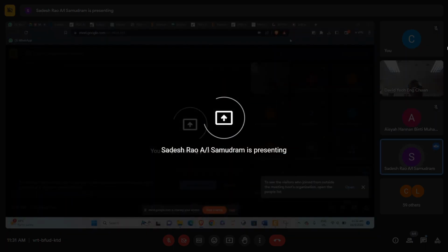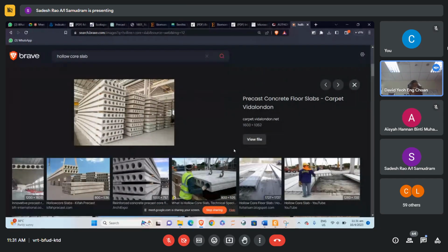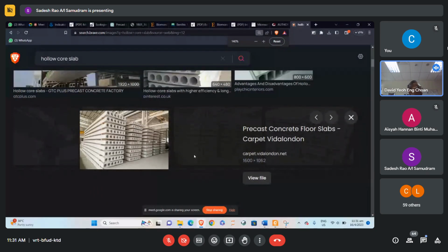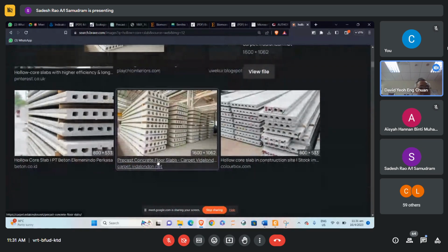Can you see my screen, doctor? Coming, it's coming. All right, good. That's the one. Okay, so you can see here there is the hollow core unit that you can put directly on top of the panel. Okay, on the panel. All right, thank you, Sadesh.